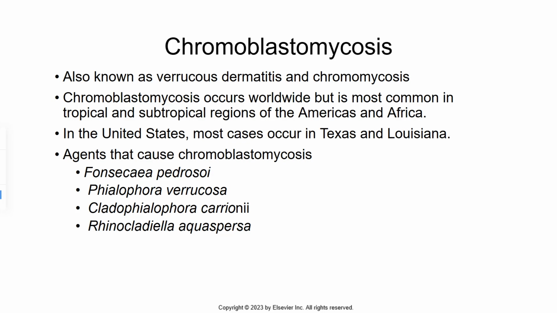Chromoblastomycosis, also known as verrucous dermatitis and chromomycosis. Chromoblastomycosis occurs worldwide but is common in tropical and subtropical regions of the Americas and Africa. In the United States, most cases occur in Texas and Louisiana. Agents would be listed below. The primary one that you'll have to be able to identify is Fonsecaea pedrosoi/Phialophora verrucosa.